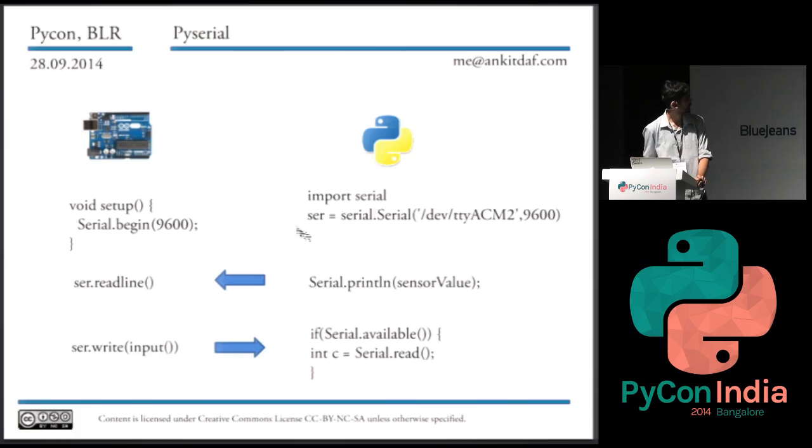On your Python side, you just write import serial. You create a serial object like this. You select which port, which you need to find out from your device manager, and the speed of communication. So your communication protocol has already been set.